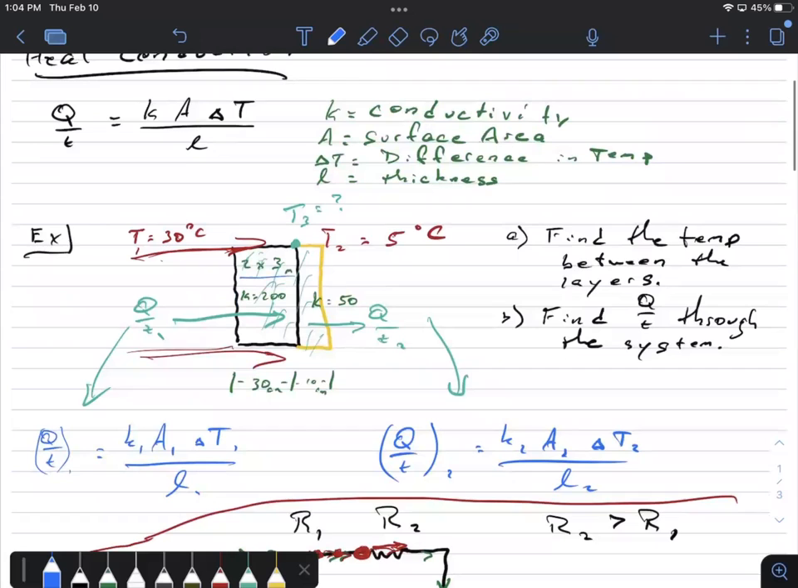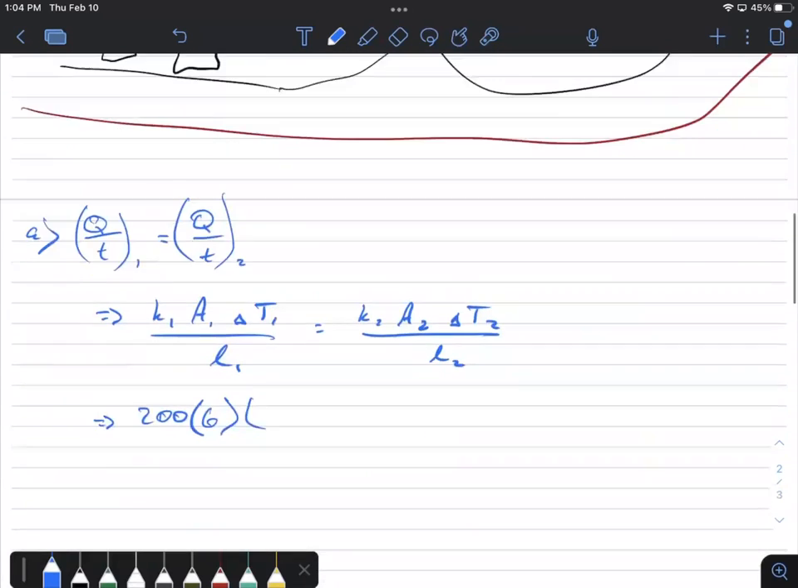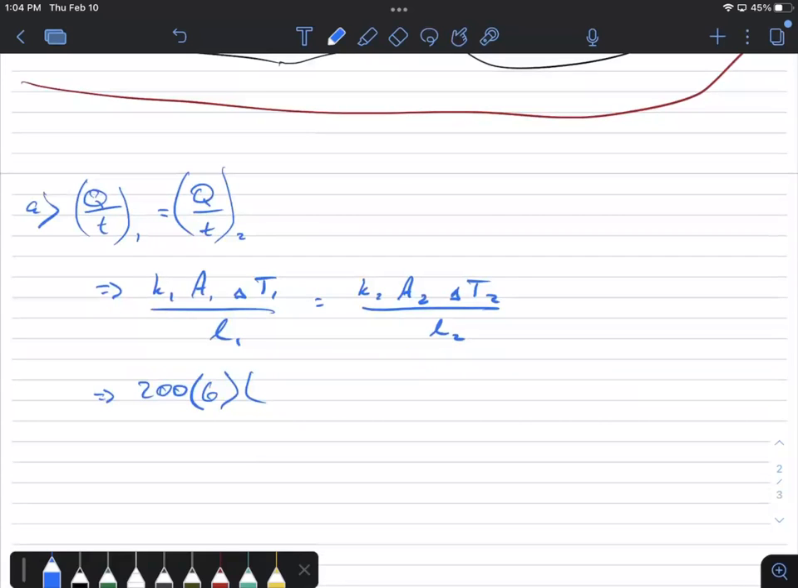Well, looking at the first layer, notice one side is at temperature 30. The other side of the layer is not at 5. It's at whatever this T3 is. Which is why I made part A of this question to calculate T3, because we need to know what this number is in order to solve our problem. Well, for now, I don't know what it is, so I'm going to keep it as T3. So what's the change in temperature? I'm going to say it's the left temperature minus the right temperature, which in this case is 30 minus T3.